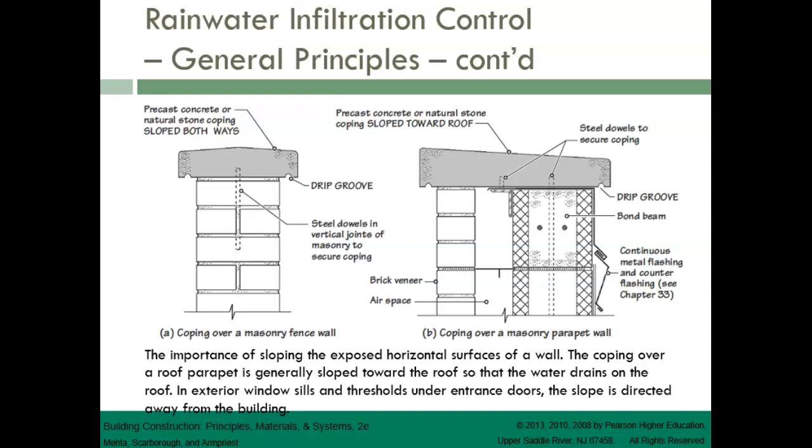Thus, a roof overhang protects the upper portion of the wall, and the coping on top of the masonry fence is sloped on both sides of the wall. The coping over a roof parapet is generally sloped towards the roof so that water drains on the roof. In exterior window sills and thresholds under entrance doors, the slope is directed away from the building.